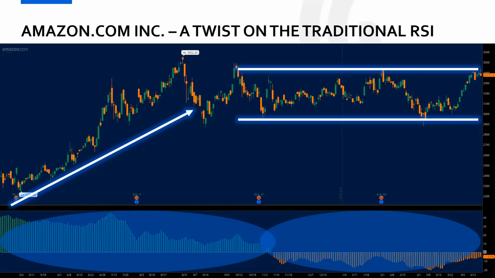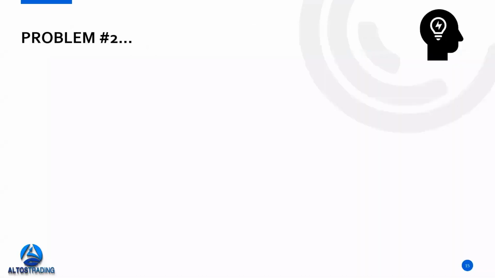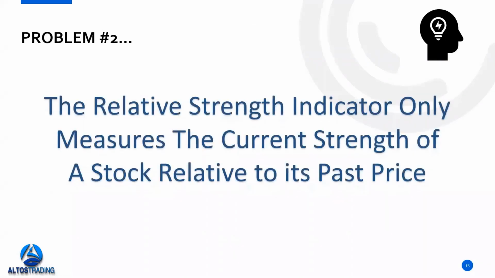All right, so pretty cool, right? This looks a lot easier and more effective than the traditional RSI. Now here's problem number 2 when we look at the traditional RSI indicator. It only measures the current strength of the stock relative to its past price. So I'm going to say that again because it's important.